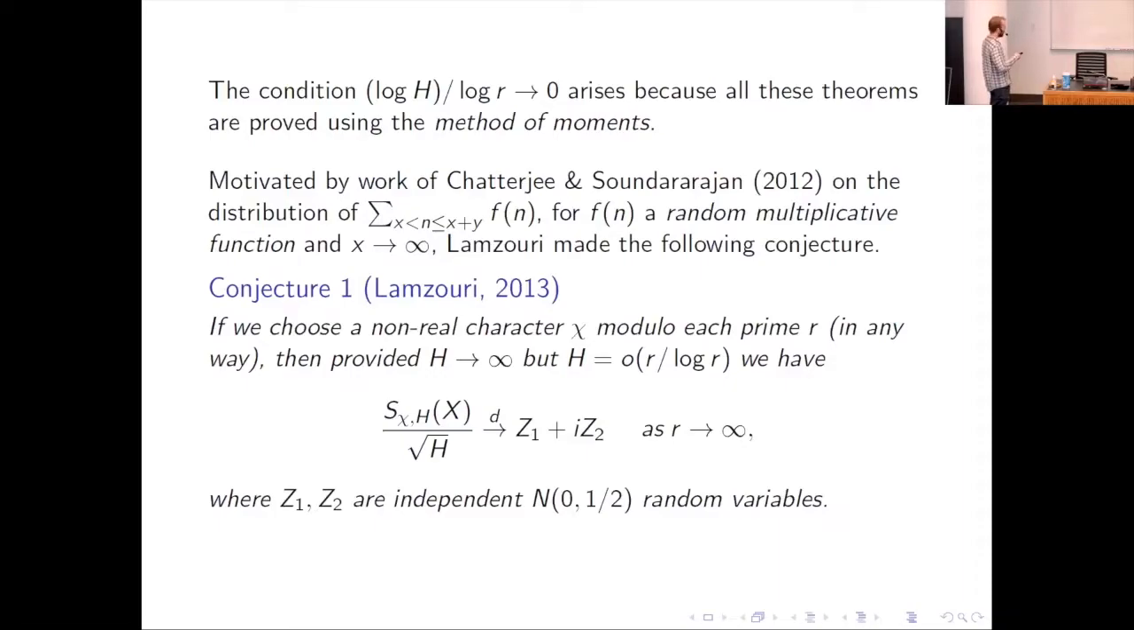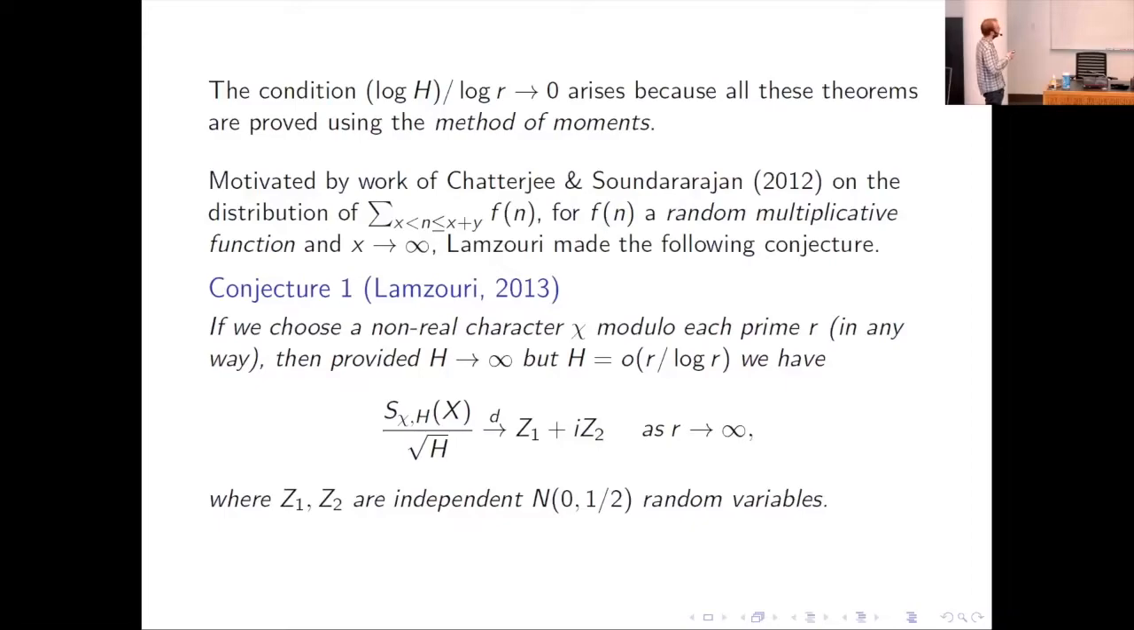And I'm not going to say too much about where this comes from. You might hear a bit more about it in Sam's talk this afternoon, perhaps. But there's a fairly natural random model for Dirichlet characters, and a short interval problem being studied for that random model. And if you translate from the random model problem to the character setting, this range comes out naturally.